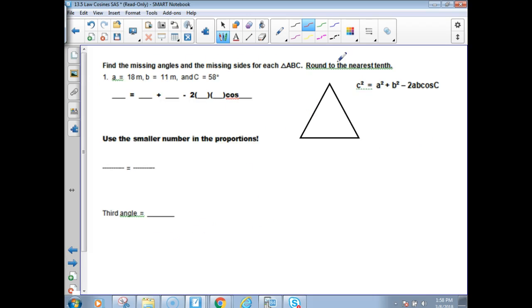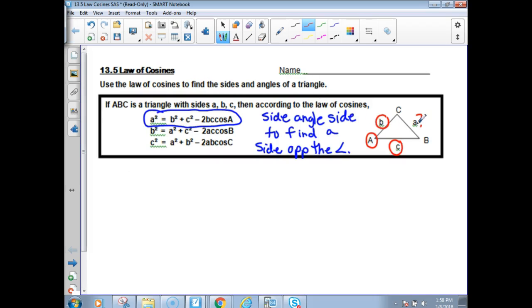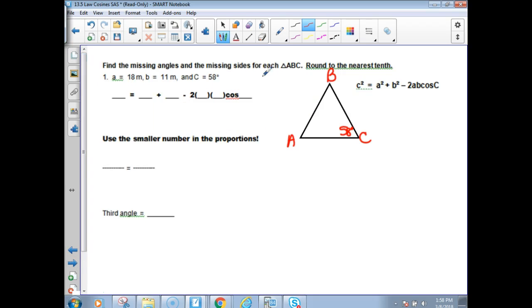So let's do our first problem. Find the missing angles and the missing sides for each triangle ABC. I just drew a triangle here, and I'm going to label it triangle ABC. Now, I am not telling you that all of these are equilateral. I'm just making a generic triangle, and it's not to scale. So I'm going to plug in the stuff that's given. I got 58 degrees, and then you want to remember that the side called little a would be opposite the big A, just like in that diagram here where it's showing that. So 18 would be opposite angle A. 11 would be opposite angle B.